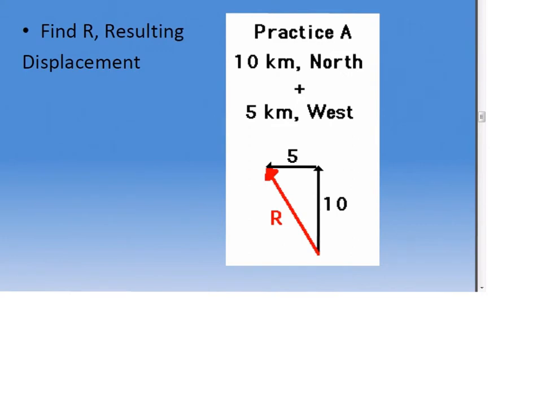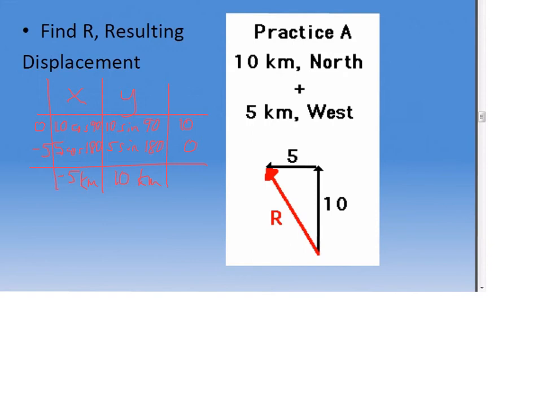Let's work another example using the RAPT method. For the vector of 10 kilometers north, we'll take the cosine of 90 degrees for the x component and the sine of 90 degrees times the magnitude for the y component. For the vector heading due west, we'll do the same, but we'll use 180 degrees to represent west. The sum of the x components is negative 5 kilometers. The sum of the y components is 10 kilometers.